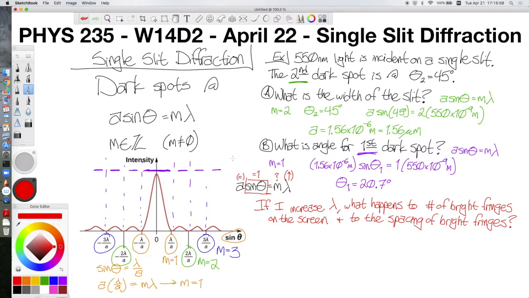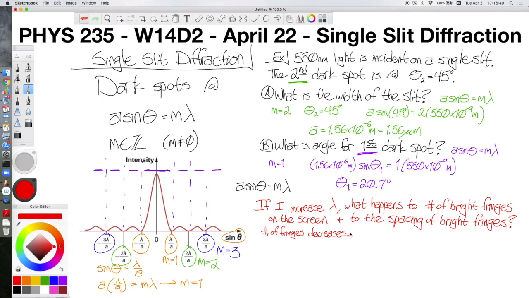So if the left-hand side of that equation is going to stay constant, as lambda goes up, that means m has to go down. So for the same angle, we will have a smaller numbered m. So maybe at 45 degrees before, we had our 10th bright spot. But now at 45 degrees with a bigger wavelength, we might have our 6th bright spot. So the number of bright fringes on the screen will decrease.